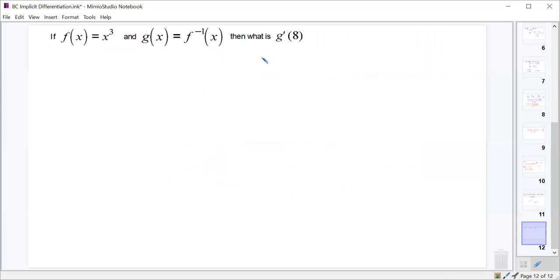Okay. So that tells us that g contains a point 8 comma something, which means that f contains a point something comma 8. So what point is something comma 8 for f of x? F of x should be 2 comma 8. Okay, so we could write that's 8 comma 2.